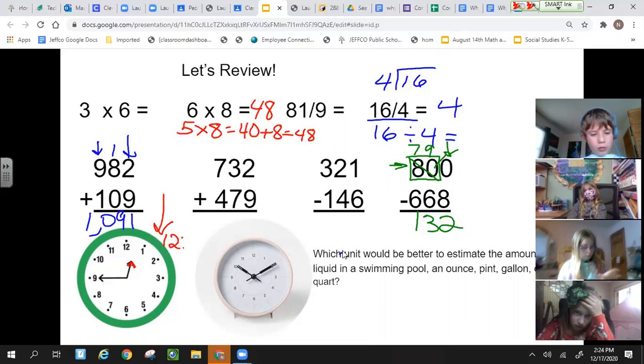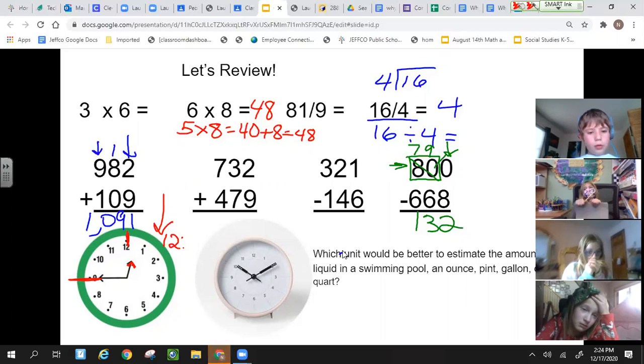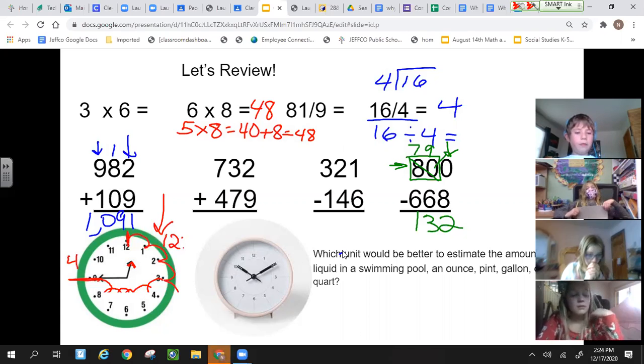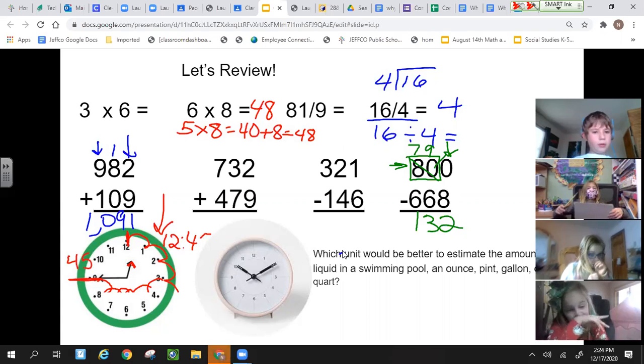So now if I want to find out how many minutes have passed 12, August, I need to count by 5s until I get to where that minute hand is. Can you do that with me, bud? Yeah. All right, let's do it. Ready? 5, 10, 15, 20. I'm sorry, my pen's not going that way. I'll see if it'll go this way. 25, 30, 35, 40, 45. So what time is it?